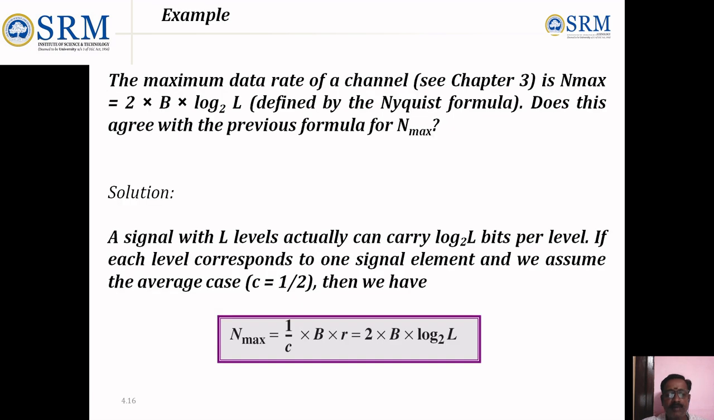Second example: the maximum data rate of the channel is N max, that is equal to 2 times B times log L, as defined by the Nyquist formula. Does this agree with the previous formula for N max? Solution: a signal with L levels can actually carry log L bits per level. If each level corresponds to one signal element and we assume the average case C is equal to 1/2, then we have the following formula: N max is equal to 1/C times B times R, that is 2 times B times log L.